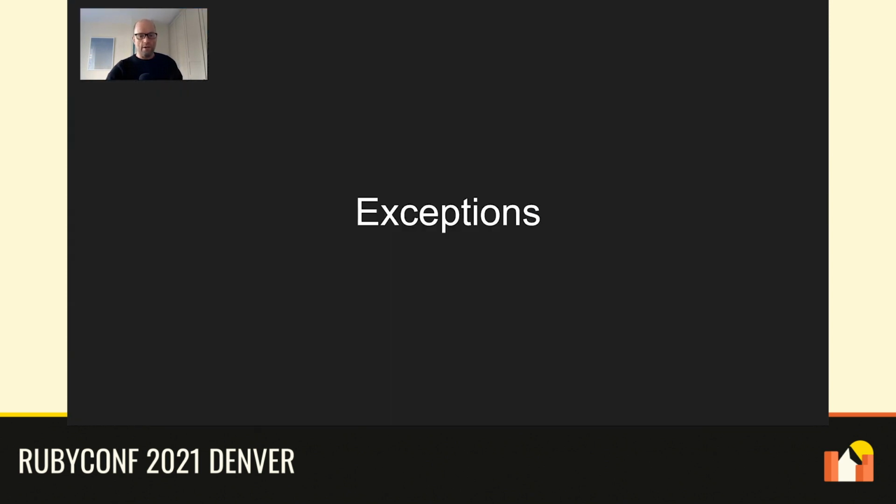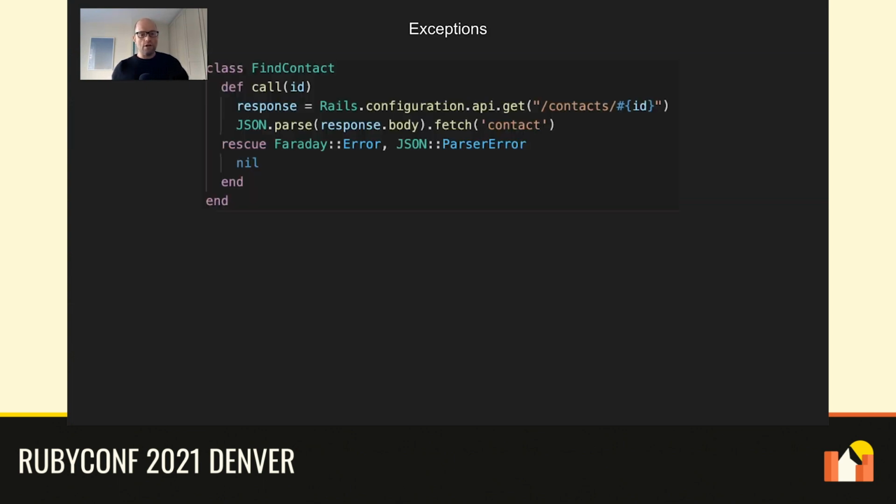How would we do that in a standard Ruby way using exceptions? Here's what it might look like. So you would have a class maybe called FindContact, and it would have a standard method called call. It passes in the ID that it wants to look up. Rails.configuration.api, this would just call out to Faraday. So this is a Faraday connection. And we're going to call .get on that URL.